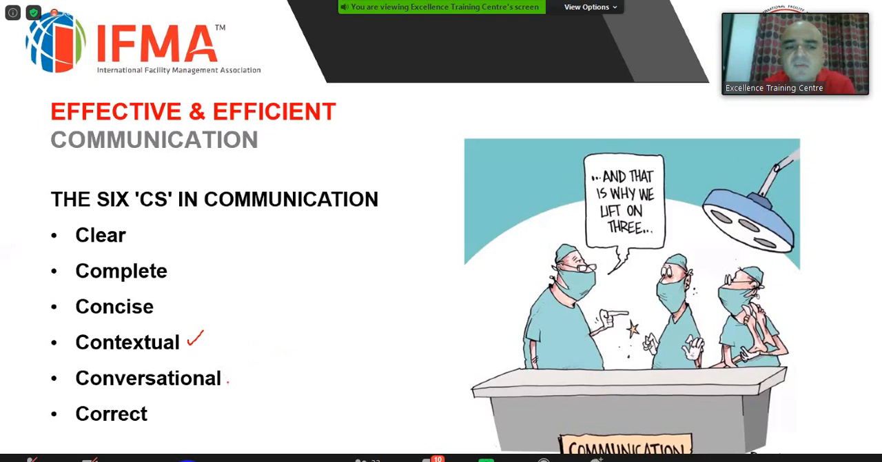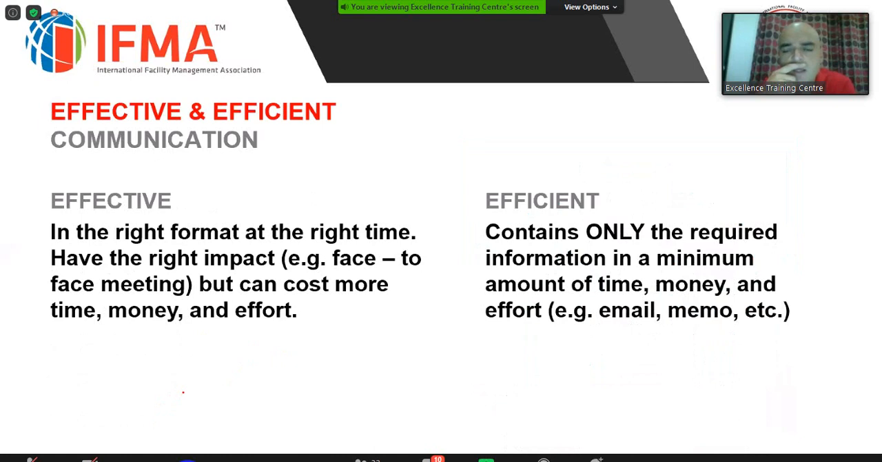Conversational, it means it's a two-way channel. And correct. So this is the 6 C's. Effective communication, which I explained earlier, is in the right format at the right time and has the right impact.